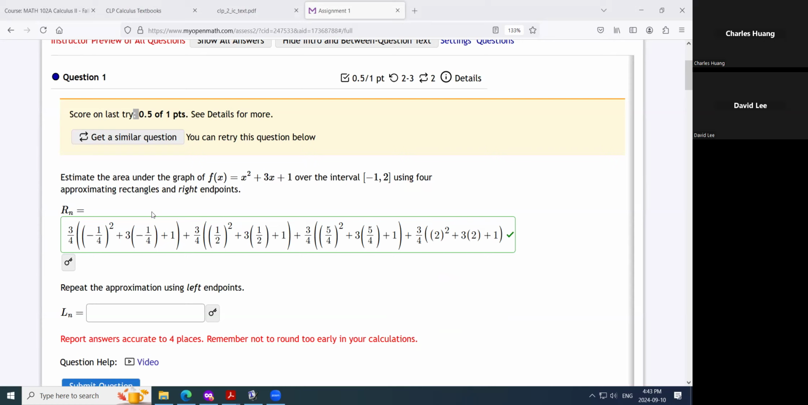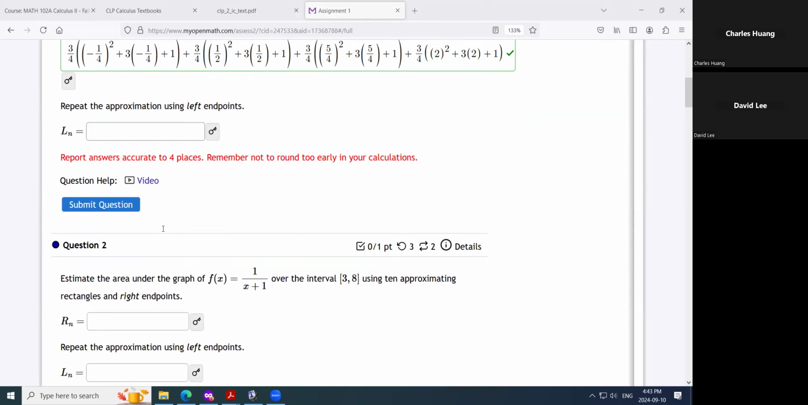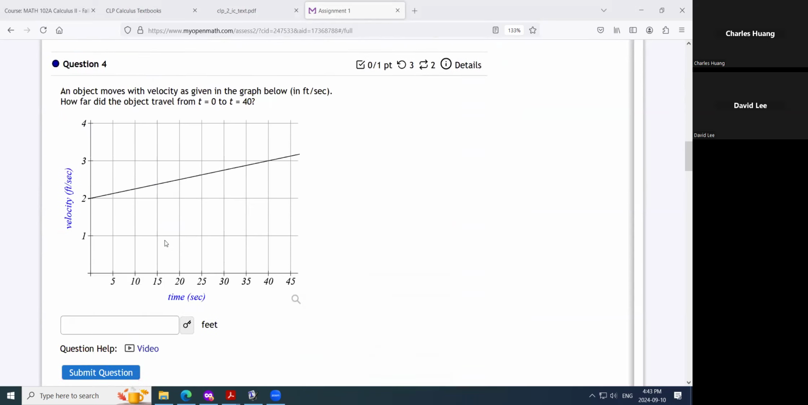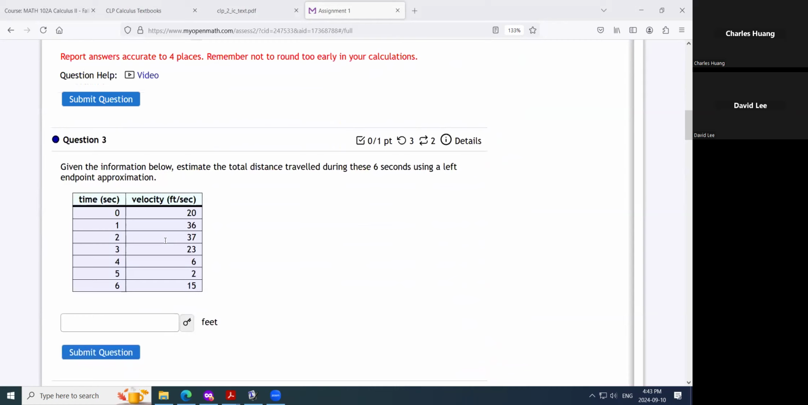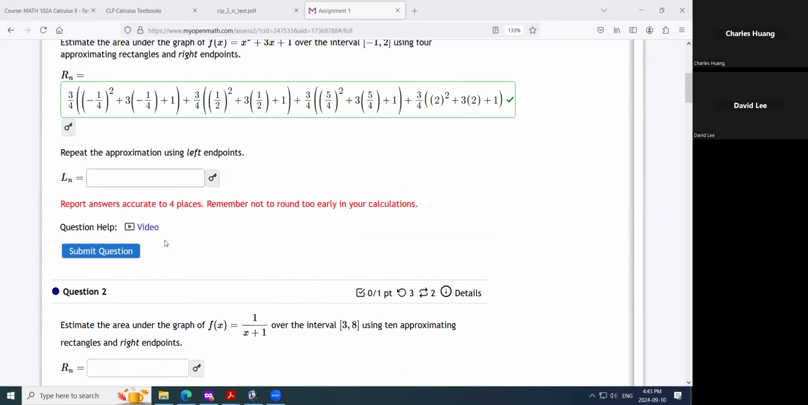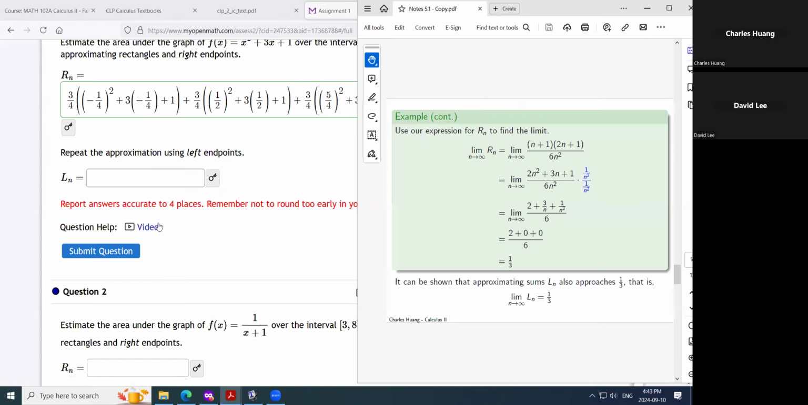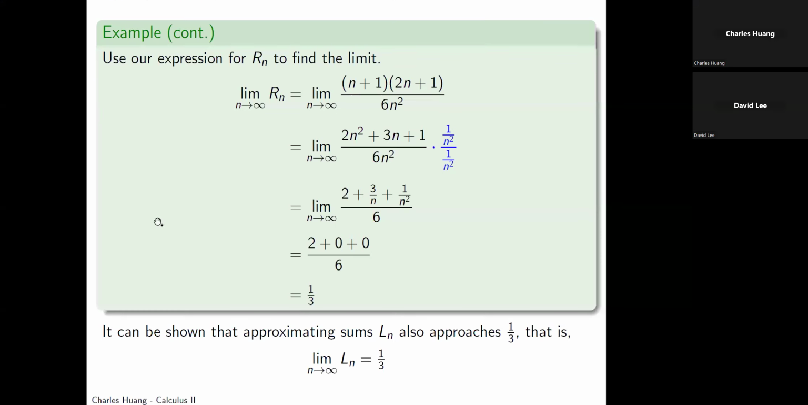Okay, let's go back to our notes for a little bit. Now, before we go on, for assignment 1, after today's lessons, you can try the first 4 questions in here. You might get stuck somewhere, but just ask when you come to class on Thursday. Okay, let's go back into our notes and continue on a little bit.